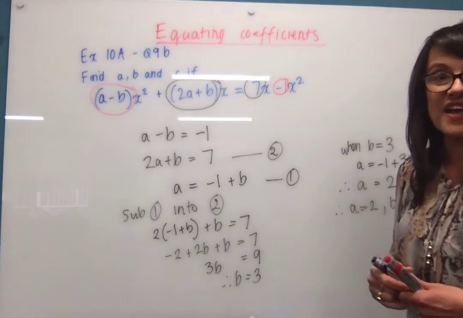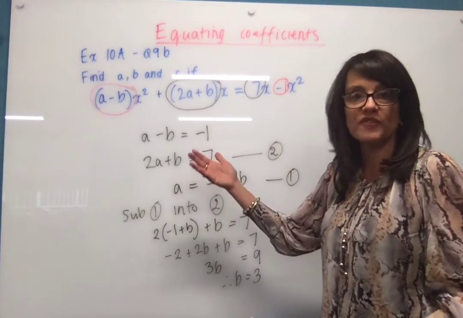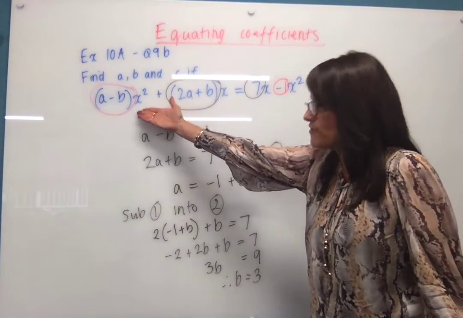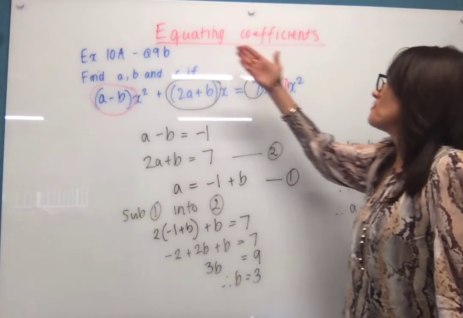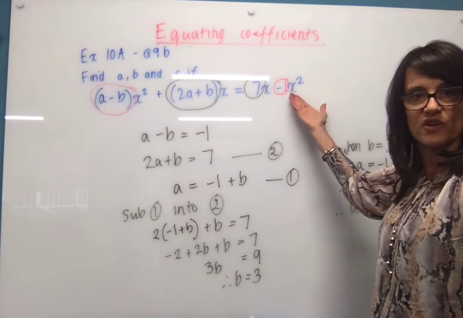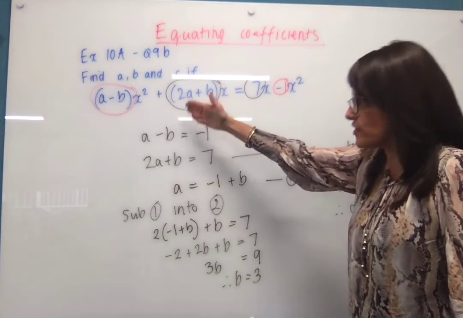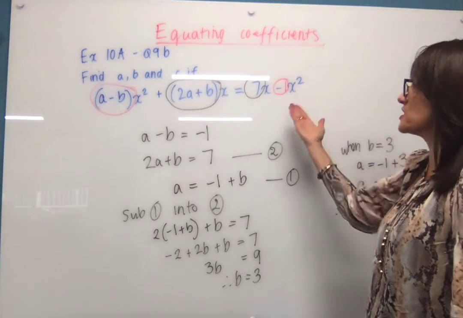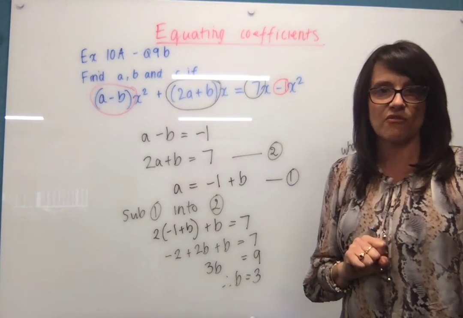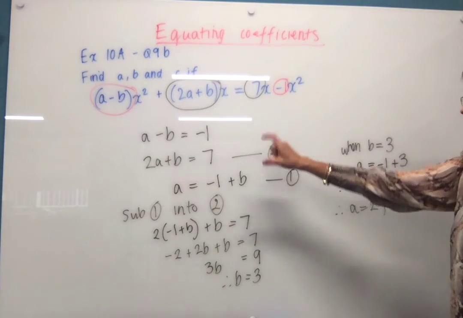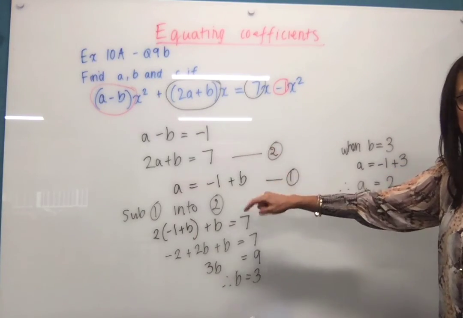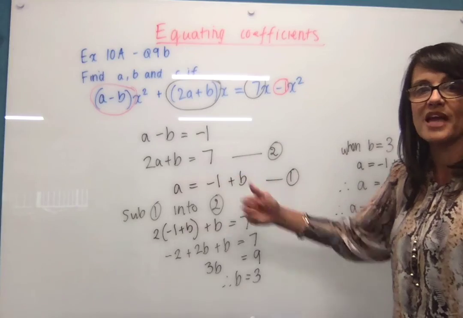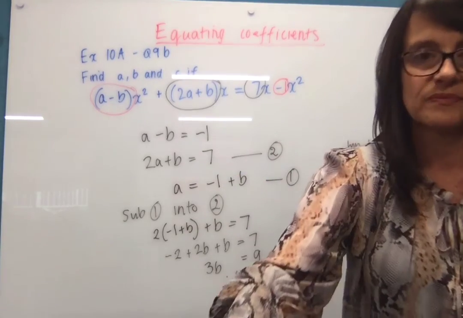How did I arrive at that answer? I equated the coefficients. Whatever the coefficient of x squared on the left is, that must be equivalent to what the coefficient of x squared is on the right. Whatever the coefficient of x is on the left, that's equivalent to what the coefficient of x is on the right. And then you set up your simultaneous equations involving a and b and solve those. Have a go now.